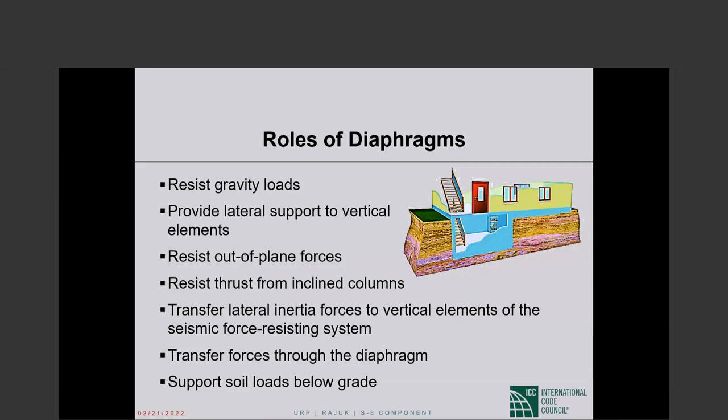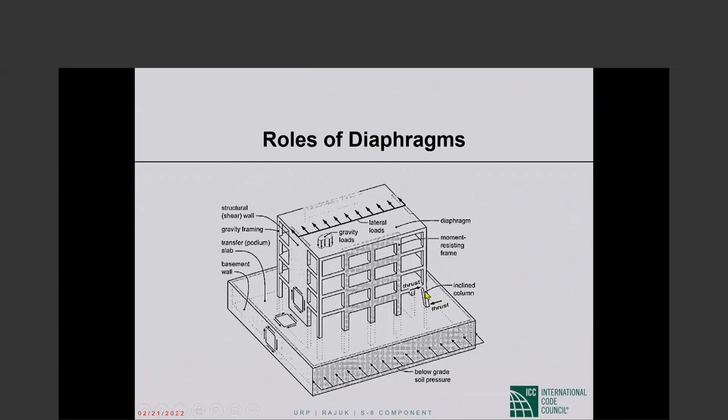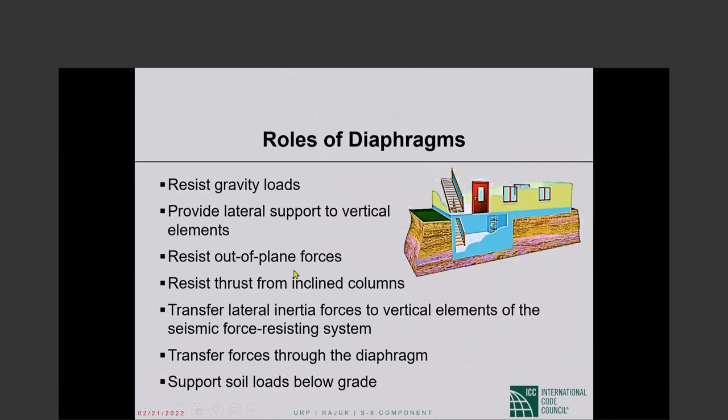This is NIST's list that I reproduced. Resist thrust from inclined columns. So that thrust has to be resisted by force in the diaphragm. That is pretty uncommon, inclined columns. Transfer lateral inertia forces to vertical elements of the seismic force resisting system. This is huge. This is a major role that diaphragms play. Also transfer forces through the diaphragm, and if you go all the way down, support soil loads below grade.